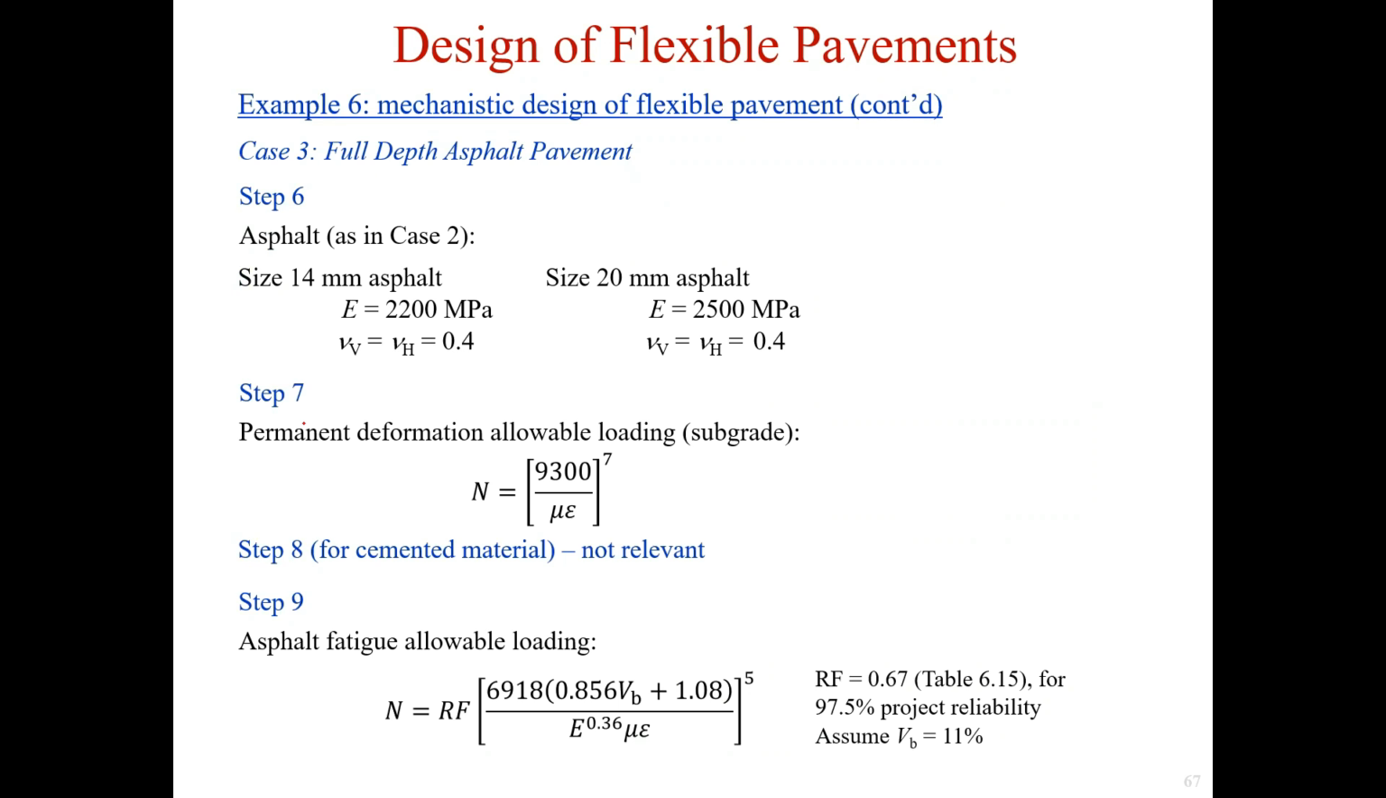Step 7 is to adopt the subgrade strength criterion. Step 8 is not relevant as it is for cemented material. Step 9 is to determine fatigue criteria for asphalt using this formula, where the RF is taken as 0.67 from table 6.15 for 97.5% project reliability. And again, the effective volume of bitumen, the VB, is taken as 11%.